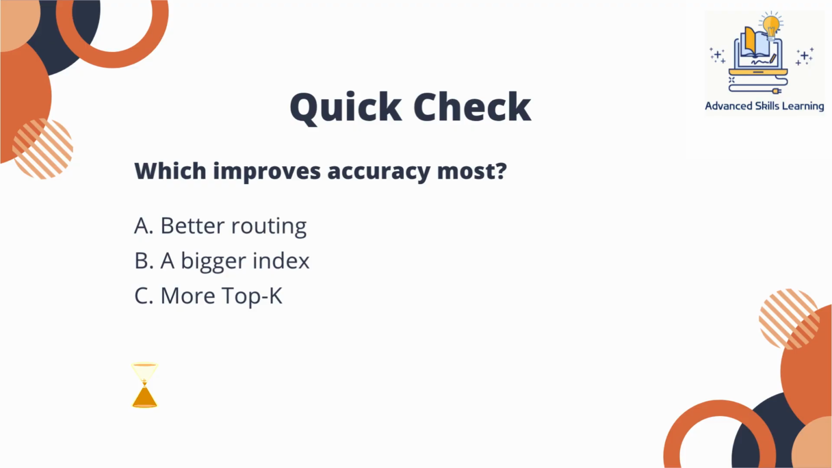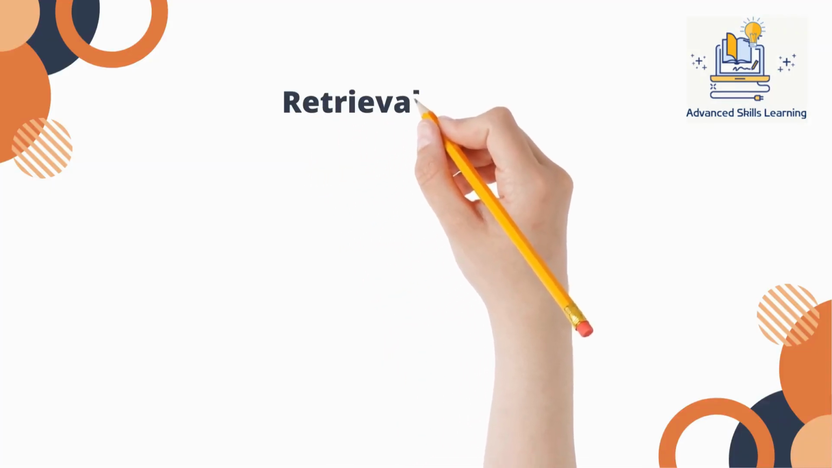Quick check. 2 seconds. Which improves accuracy most? A. Better routing. B. A bigger index. C. Increasing top-K retrieval. Keep your guess. The correct answer is A. Better routing. Because retrieval quality is not about how much data you search, but whether you search the right subset of data in the first place.